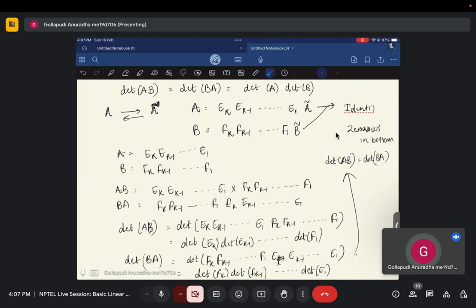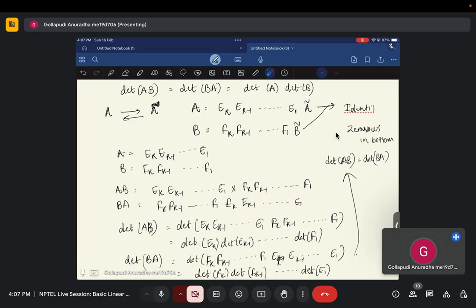Okay, I hope you reached till here. Now if I'm multiplying AB, then I'll get the product of these two, BA first will be here and second will be here. Okay, now I'm trying to find the determinant of this thing, determinant of AB.